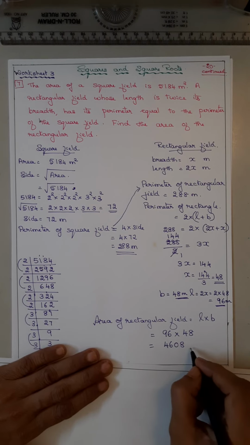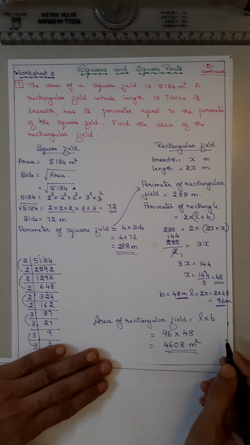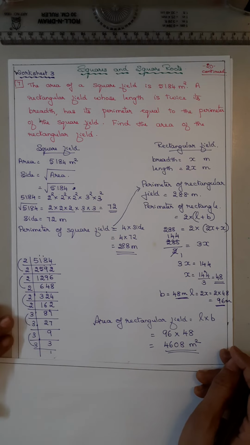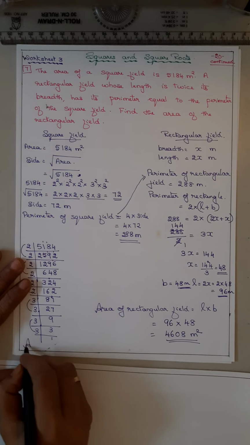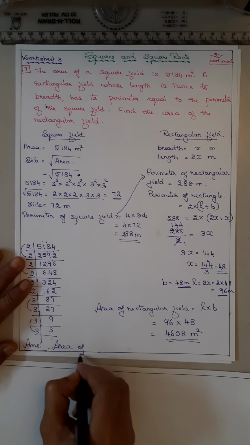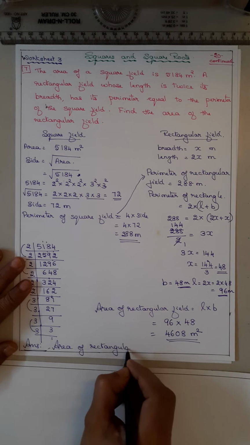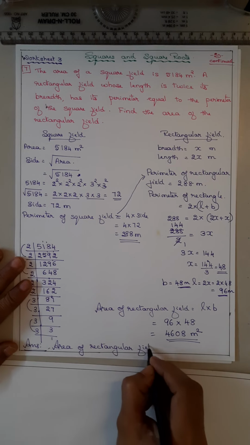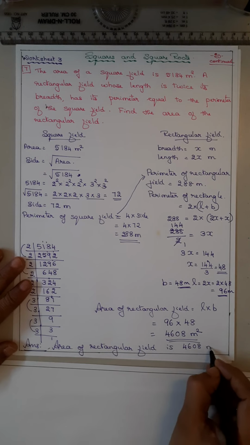4608 meters square. Just multiply 96 and 48, you will get 4608 meter square. Okay. So the final answer, the area of the rectangular field is 4608 meters square.